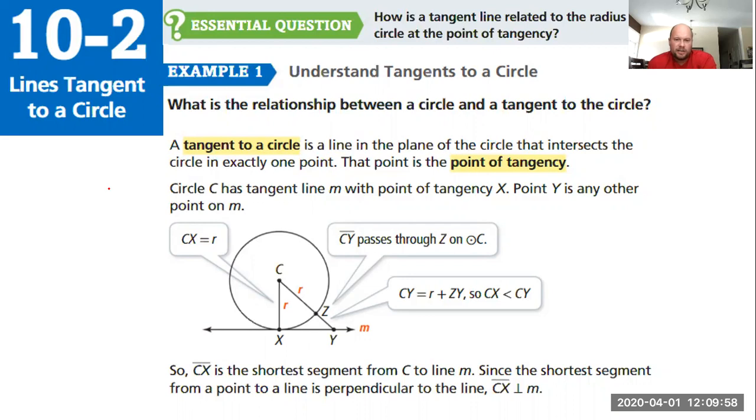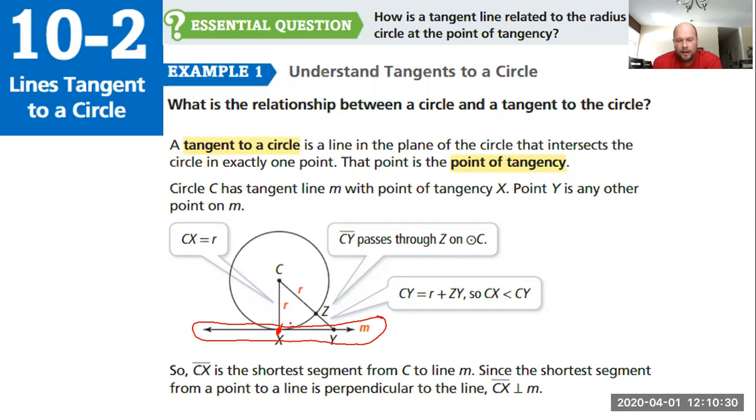Anyway, so a tangent. We started talking about a tangent a little bit right before we went on break, because I had showed you guys the construction for making a tangent to a circle. But a tangent is a line in a plane of a circle that intersects the circle in exactly one point. So on that diagram, this line down here is our tangent line because it's intersecting the circle only once at what's called the point of tangency, and that point of tangency is X.